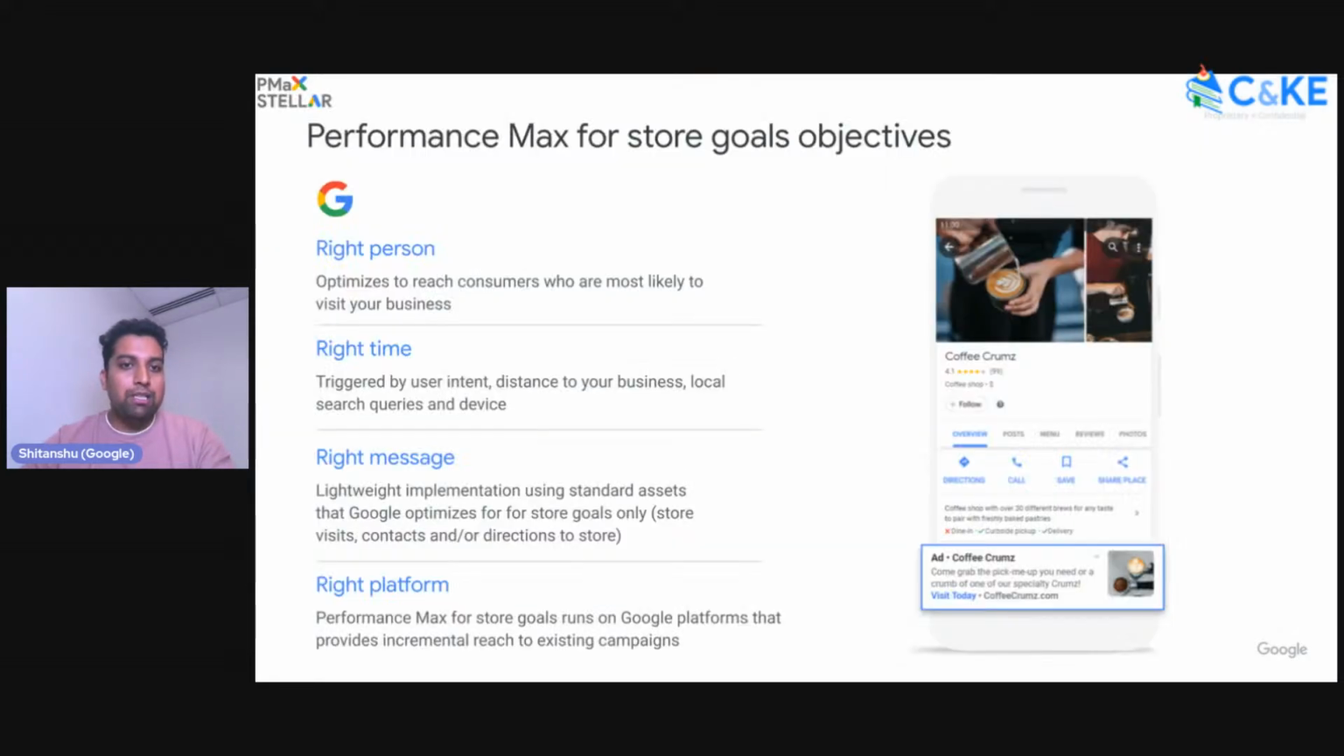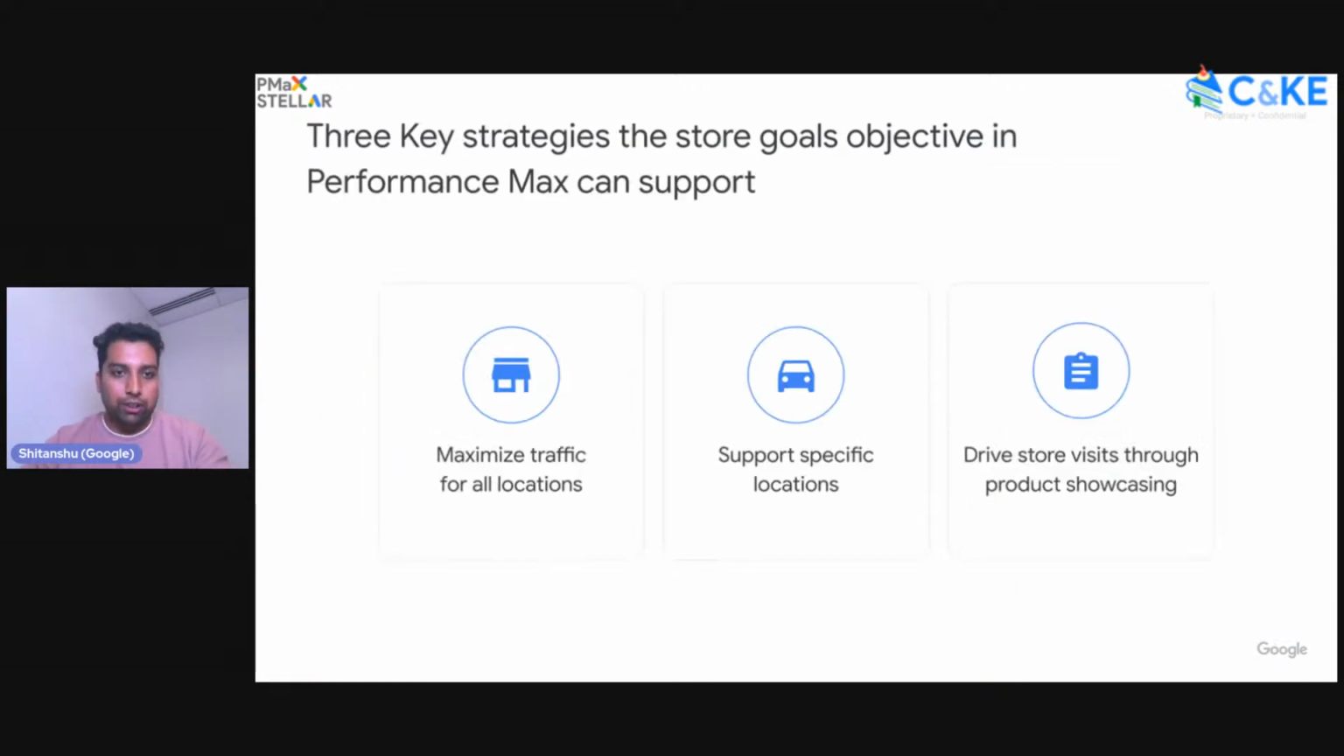So if you run Performance Max for store goals, it helps you find the right person at the right time with the right message on the right platform. As with any other Performance Max campaign, you have all the inventories in Google Ads at your disposal. If I talk about three key strategies that you may have when it comes to running Performance Max for a store goal, one is you may want to maximize traffic for all locations.